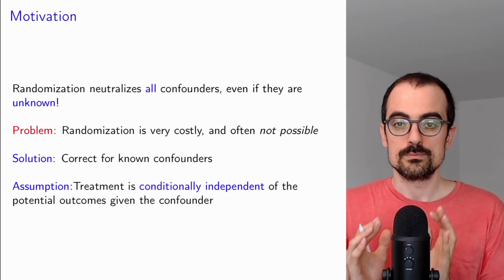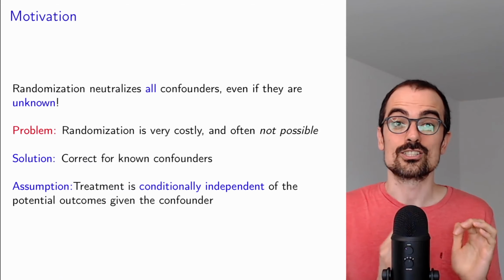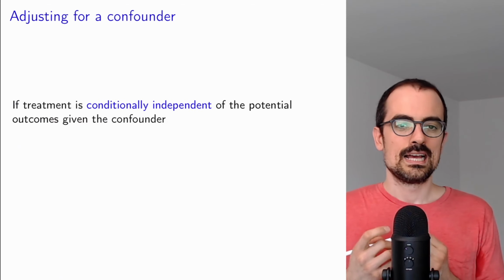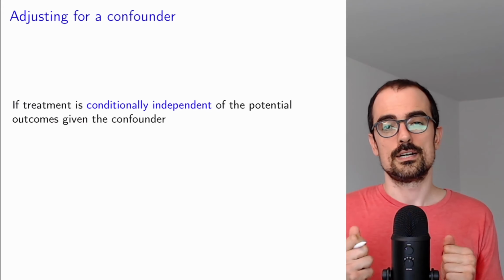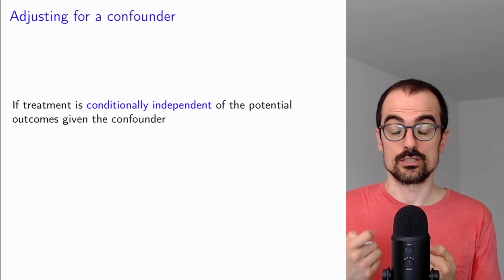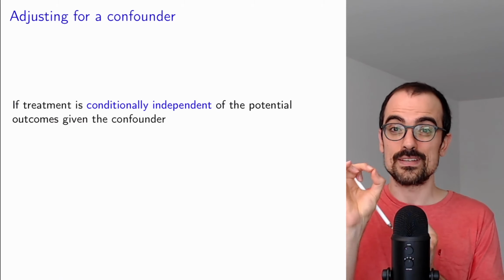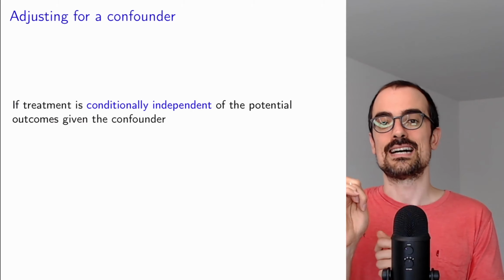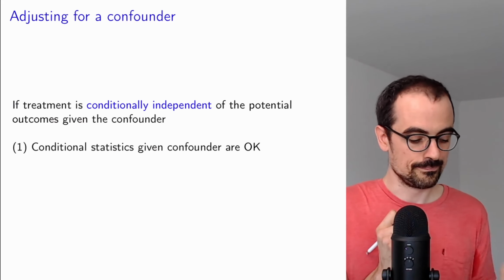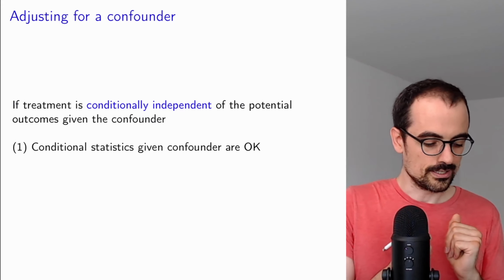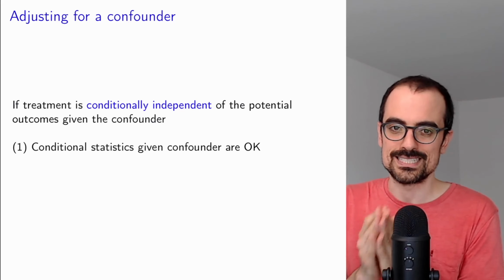We're going to assume that the treatment is conditionally independent of the potential outcomes given the observed confounders. In that case, we're going to show that you can actually do this. How do we adjust for a confounder? If this conditional independence assumption actually holds, remember that I said that that's kind of saying that for each specific value of the confounder, it's as if we had a randomized trial. Because we do have this conditional independence between the potential outcomes and the treatment given the confounder, for each specific value of the confounder.